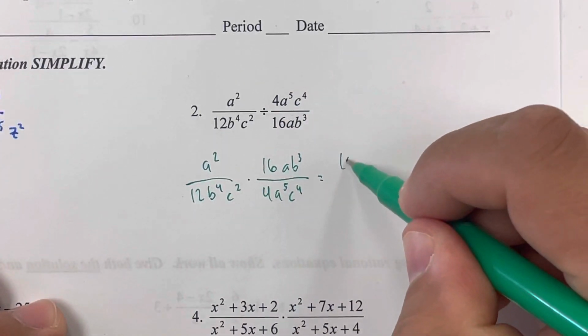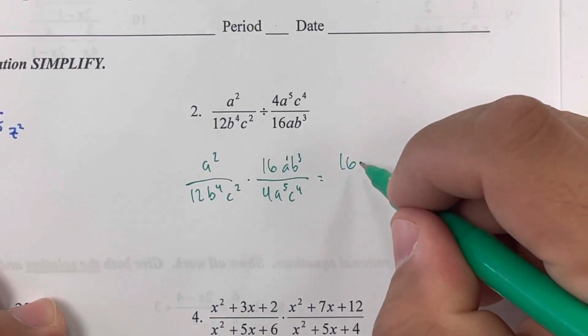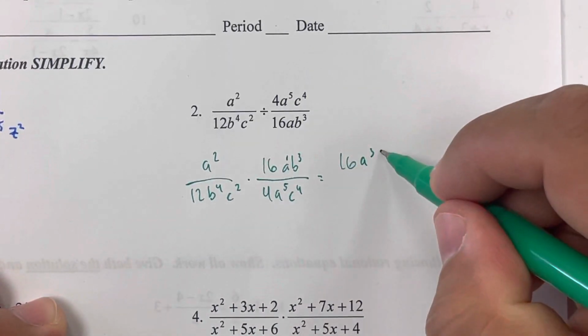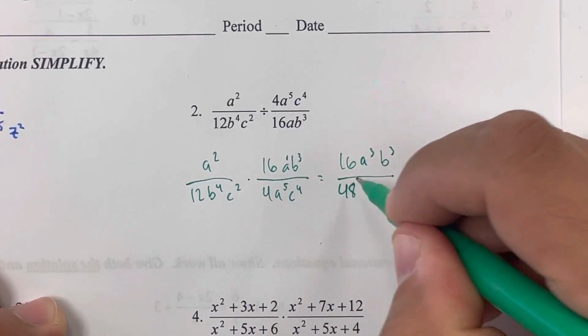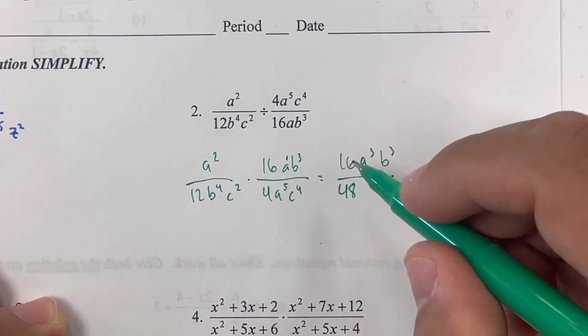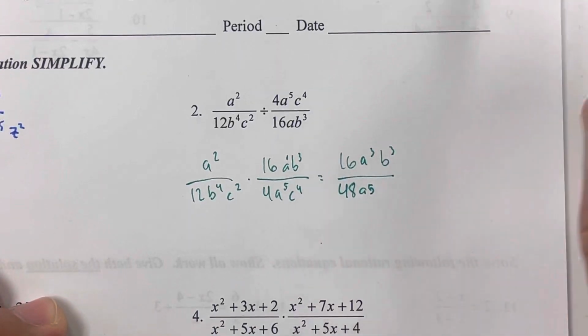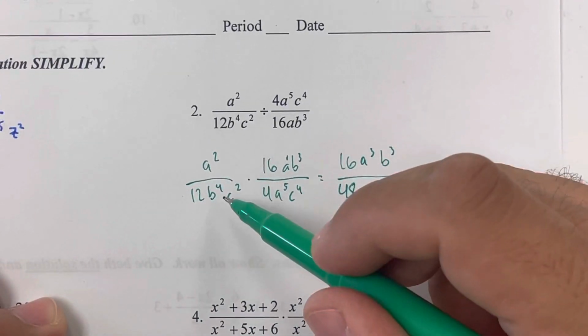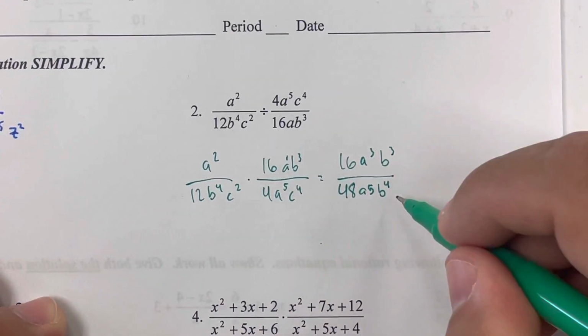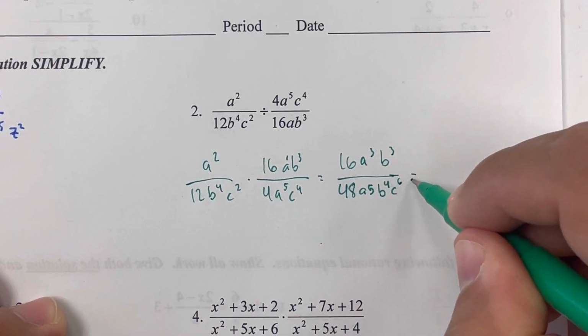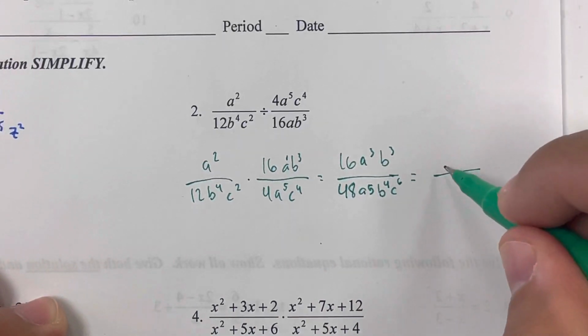We have the 16 only. A squared times a to the first would be a to the third, and then we have b to the third. 12 times 4 is 48. We have an a to the fifth. Let's see, we have b to the fourth, and we have c squared, c to the fourth, so c to the sixth. All right, 16 over 48 reduces to 1/3.